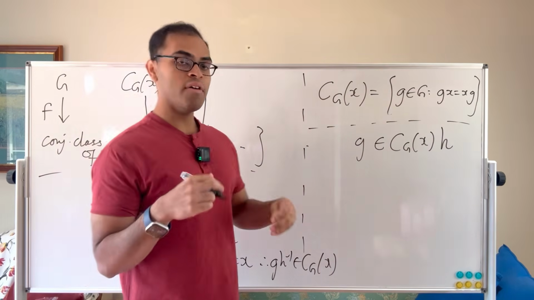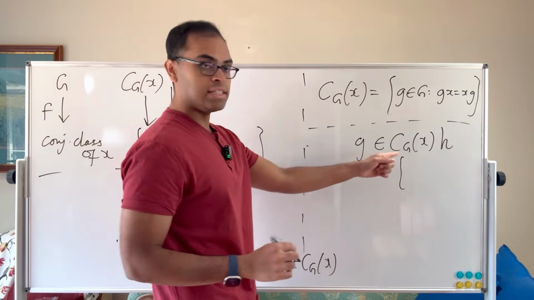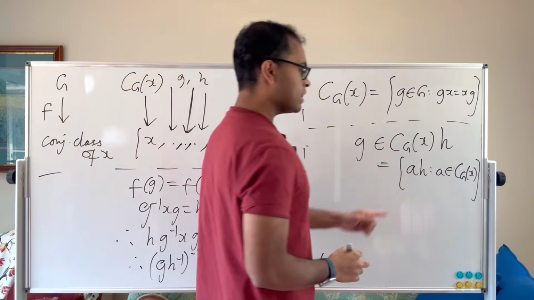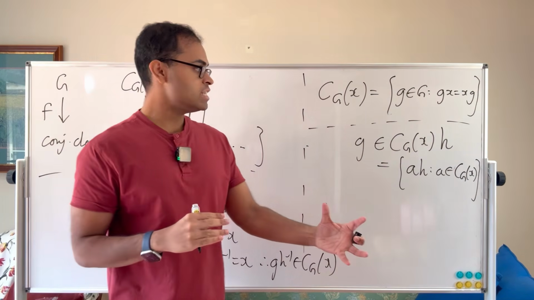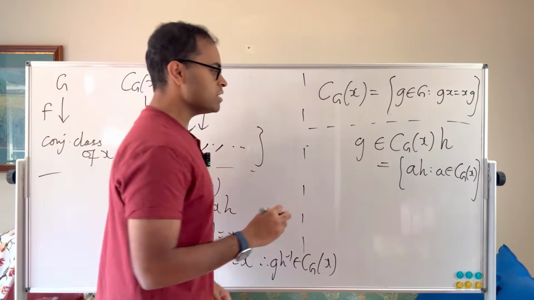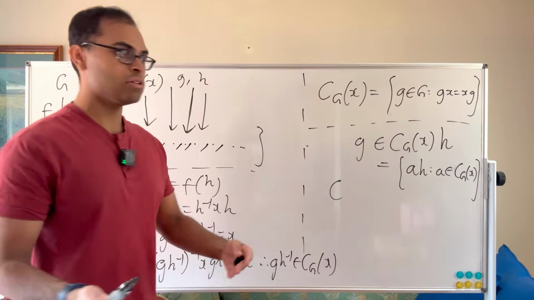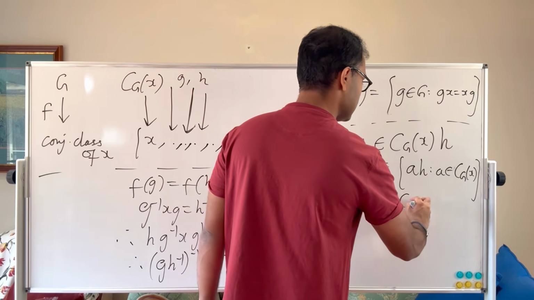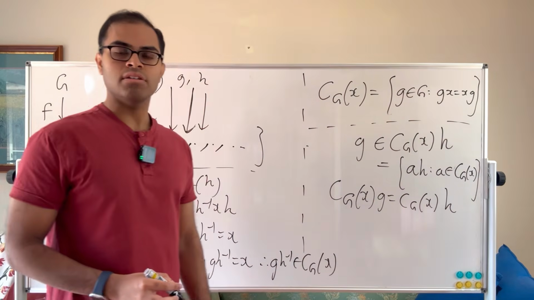Now, because C_G(X) is a subgroup, maybe I can even make this very clear. You can write this as the set of all a times h, where a is in the centralizer of X. That's what the right coset means. And if we left multiply, C_G(X) is a subgroup, so C_G(X) times C_G(X) is contained in C_G(X). C_G(X) is closed under multiplication. You'll see where I'm going with this. C_G(X) times g is C_G(X) times h. That means they are the same right coset of the centralizer.